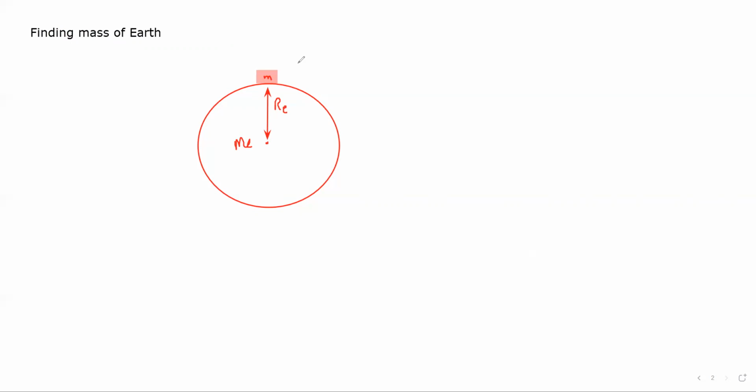So according to Newton's law of gravitation, one object is the Earth, and another object of mass m is placed. Newton's law of gravitation states that the force of attraction between them is F = G m1 m2 over r square. So here we have force F, which is equal to G, the gravitational constant, times the mass of Earth, times the mass of the object, divided by the distance between them, which is equal to the radius of Earth square.